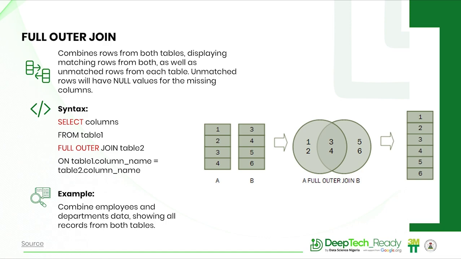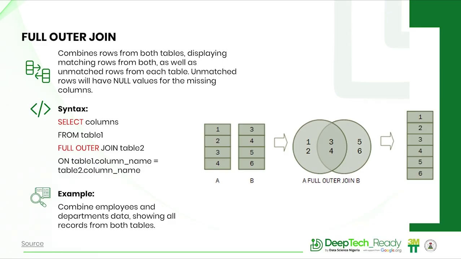The full outer join combines rows from both tables. It displays matching rows where there is a connection between the two tables, as well as unmatched rows from each table. For any unmatched rows, null values will be used to fill in the missing columns from the other table. This type of join is perfect when you want to analyze data comprehensively, ensuring no information is left out from either table. So the syntax for it, we have select, you specify the columns that you want, from you indicate the table that you want, full outer join table 2, and then you specify the relationship, which is table 1 dot column name equals to table 2 dot column name.